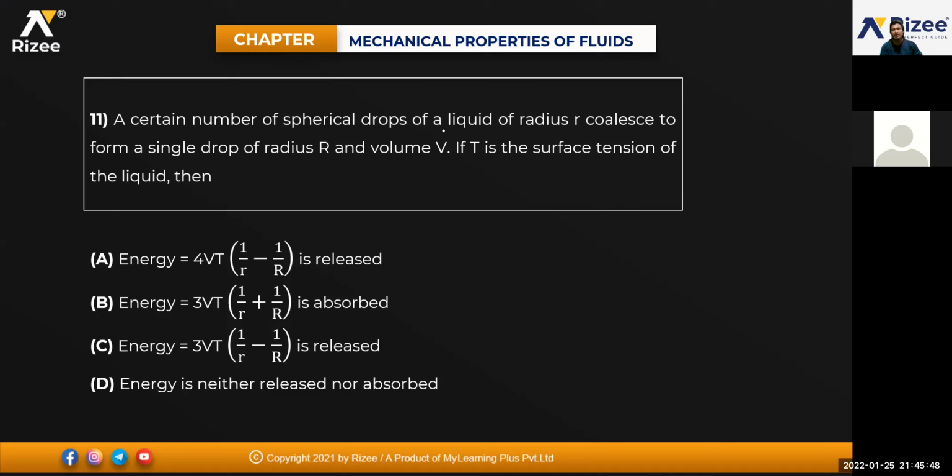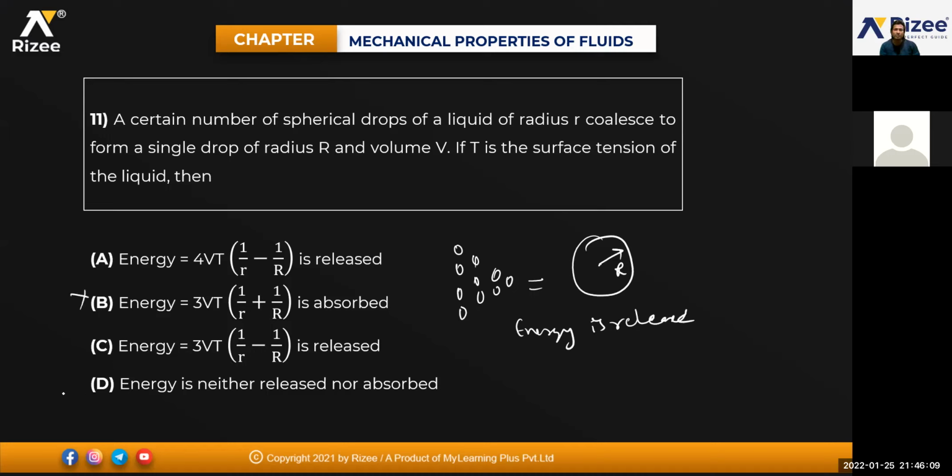Certain spherical droplets coalesce to form a single droplet. When these coalesce to form a bigger drop of radius capital R, energy is always released, not absorbed. That means the second option is not possible, and the fourth option is not possible. The answer should be either A or B. Whenever smaller droplets combine to form a bigger droplet, energy is released. The reverse of that, energy is absorbed. Try to remember that.